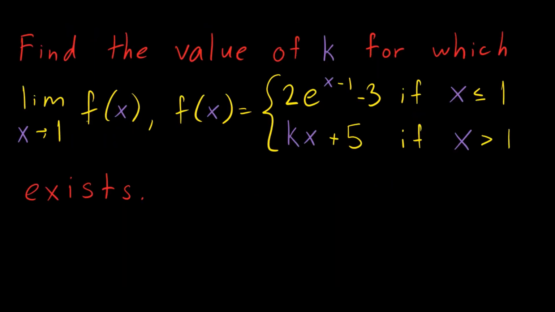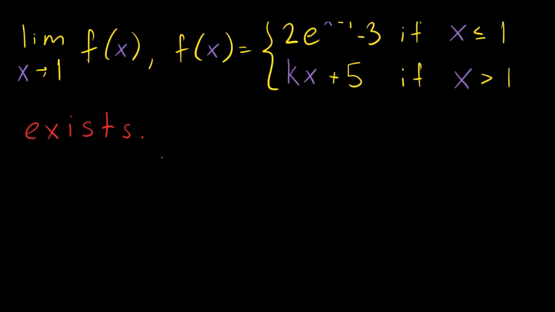So it's asking us to find the value of k for which the limit as x approaches 1 of f(x) exists, where f(x) is defined to be 2e^(x-1) - 3 whenever x is less than or equal to 1, and kx + 5 whenever x is greater than 1. We have to find, once again, the k for which this limit exists. So the approach is similar to what we've been doing before, except this time, instead of checking whether the limit exists, we force it to exist and solve for the value of k where that works. So let's force them to exist right now.